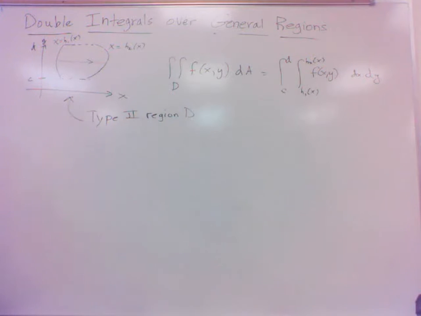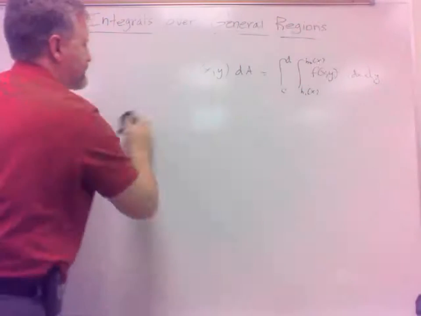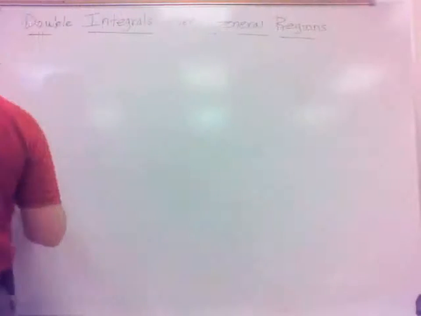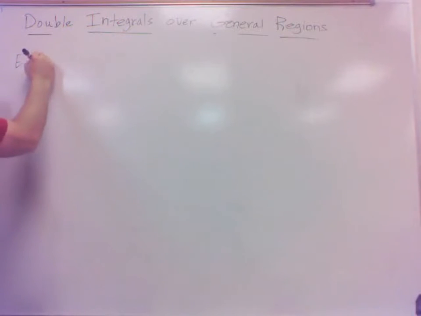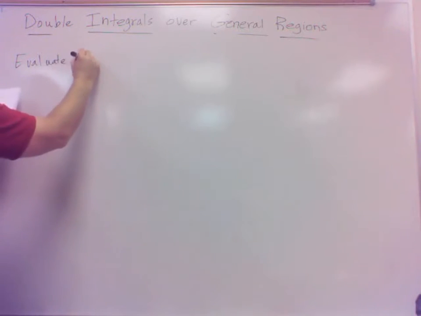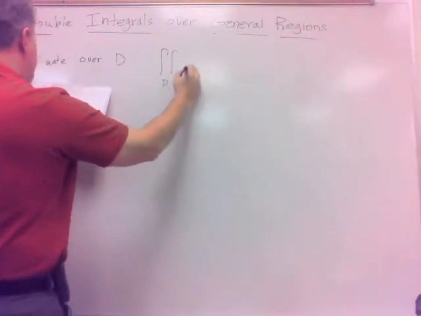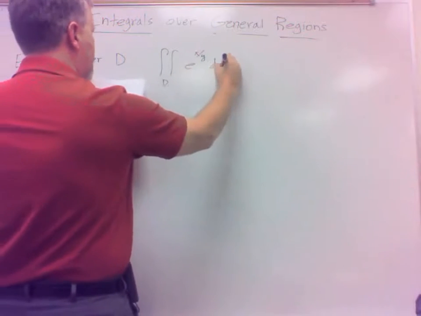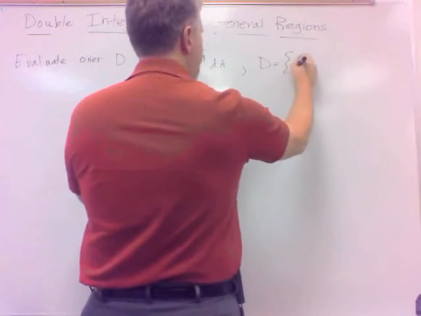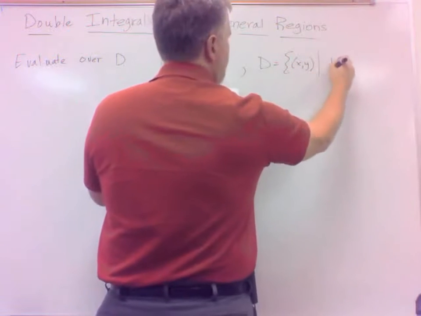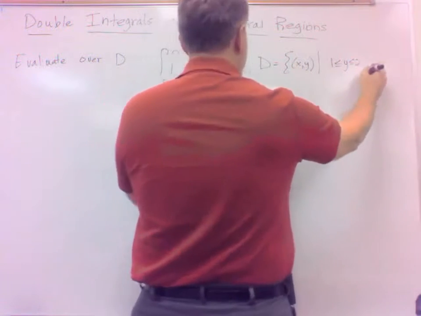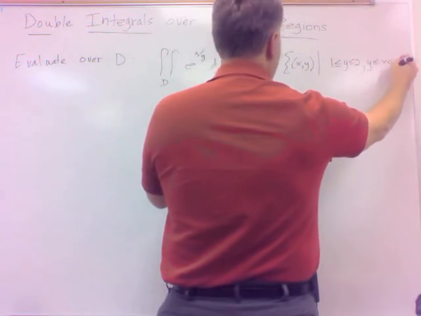All right, so let's look at one of these. Let's evaluate our integral over region D. The double integral over region D of e to the x over y dA, where D equals xy such that y goes between 1 and 2, and x is between y and y cubed.